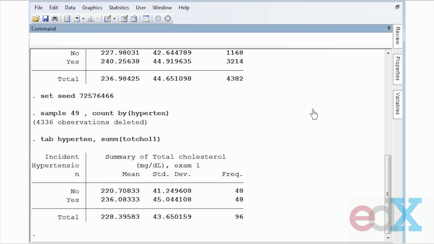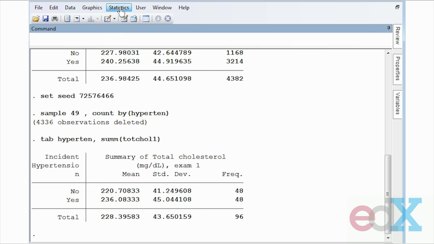In our sample now, we have 48. We lost one because there was missing data. Of the 48 who do not have hypertension, their mean is 220. And for the 48 with hypertension, their mean was 236, as opposed to the population, where this is what we had. And the standard deviations are pretty good estimates in the sample of what they were in the population.